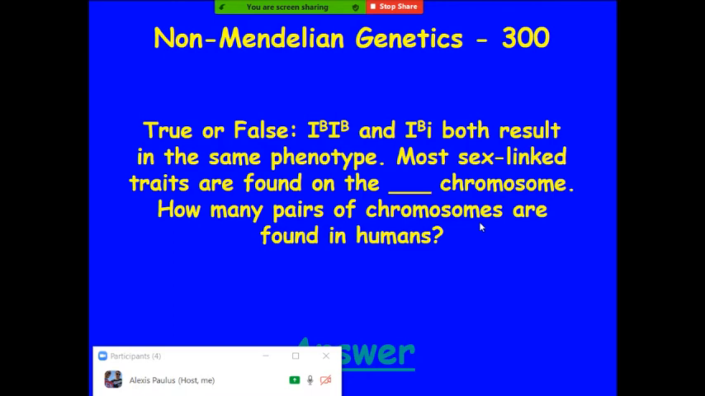Okay, true or false? Oh, these are different. So this is B-type blood. So just look at the B and the B, ignore the I's. I forgot to go in here and change these. And then this is going to be capital B, O. So BB and BO both result in the same phenotype.